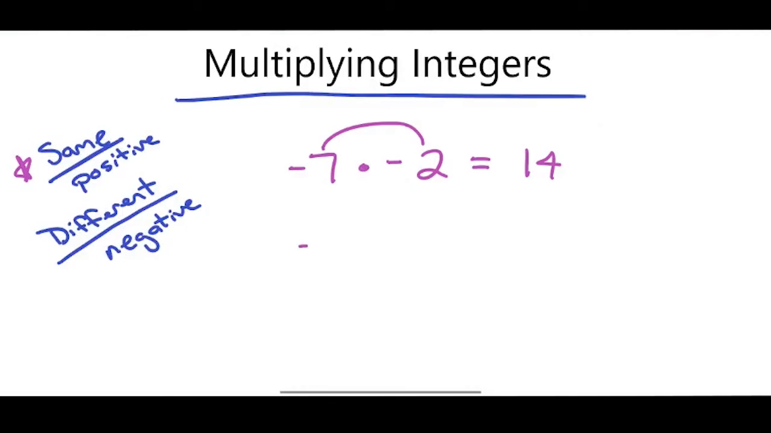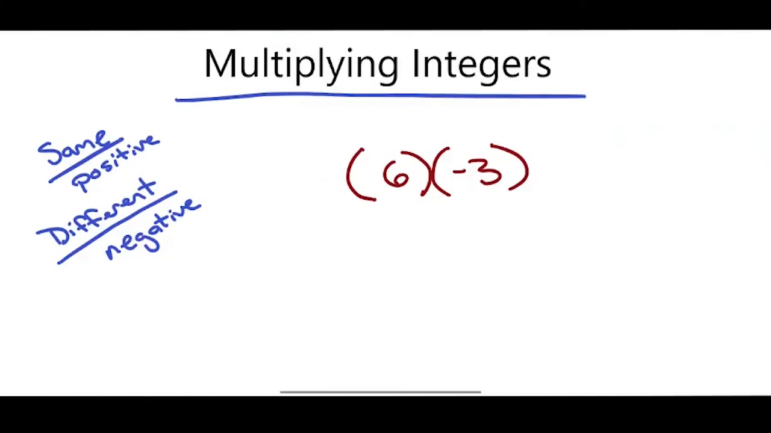Another way you can think about it is if you have negative 7 times negative 2, this negative sign can jump into this one, making it positive so that they're both positive. So that 7 is positive and 2 is positive, and when you multiply them, you get positive 14. So, like I said, multiplication can be expressed in a number of different ways.